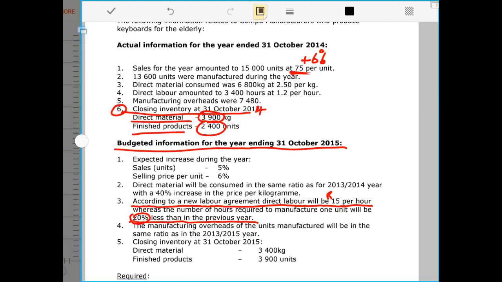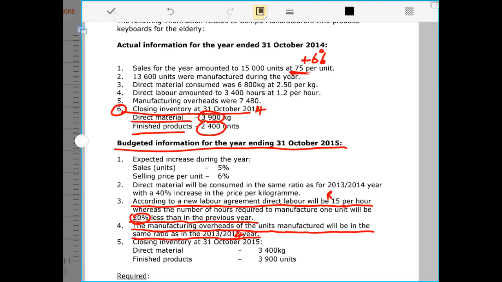So now that means we will have to be able to calculate the number of hours it takes to complete one product, because we don't know how many hours it takes to complete one product. So now let us continue with that, then we'll see when we are done with this exercise. Then number 4 says that the manufacturing overheads of the unit manufactured will be in the same ratio as in that of 2013 and 2014 year.